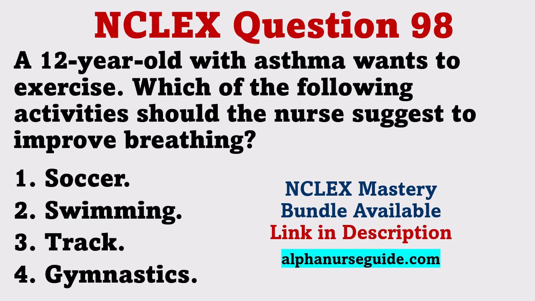A 12-year-old with asthma wants to exercise. Which of the following activities should the nurse suggest to improve breathing? 1. Soccer. 2. Swimming. 3. Track. 4. Gymnastics. The correct answer is 2.